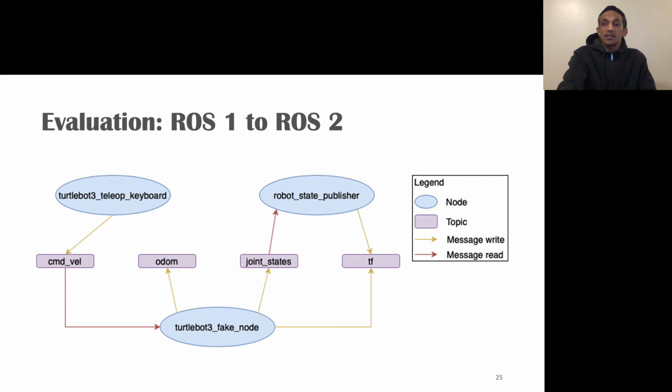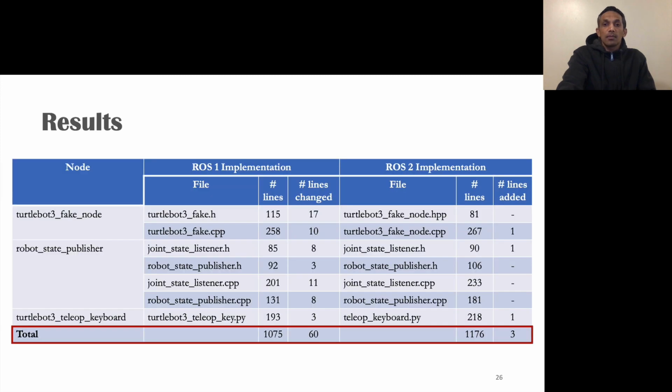ROS systems consist of independent components called nodes. Here we have three nodes, Turtlebot 3 teleop keyboard, Turtlebot 3 fake node, and robot state publisher. In ROS, nodes can communicate using a variety of primitives. You have topics, which is a publish-subscribe mechanism. You have services, which is an RPC mechanism, and so on. Here, the three nodes are connected together using a number of topics.